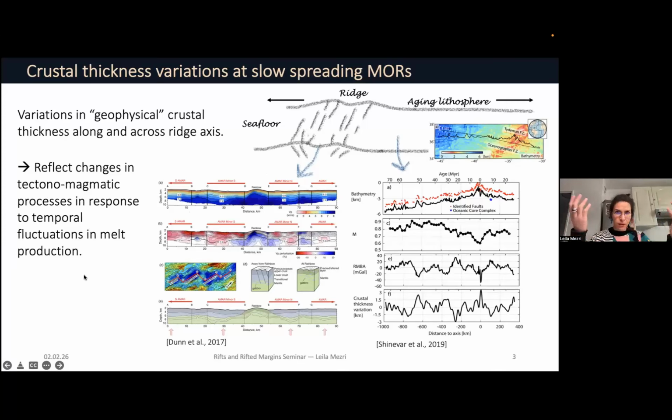When this variability is translated in terms of crustal thickness, it is usually assumed that thicker crustal sections relate to magmatic accretion and an increase in melt production. Thinner sections are commonly attributed to more tectonically dominated spreading ridges, with formation of large expanses of serpentinized mantle. So this variability in the geophysical crustal thickness reflects a change in melt production rate.